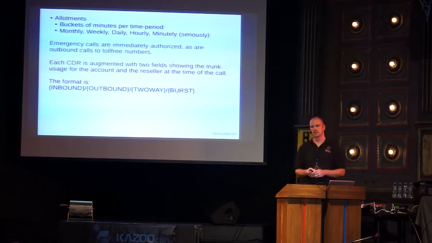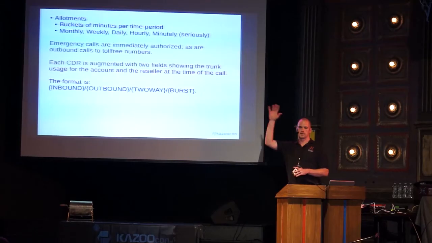Allotments are going to be buckets, so you can say this account gets 400 minutes a month. You could say this account gets 1 minute a minute. That does exist, and it is called minutely. But it allows you to do buckets of things. With the mobile stuff, we'll start adding buckets for data and things of that nature. But that's the allotments. That's kind of the third type of limit.